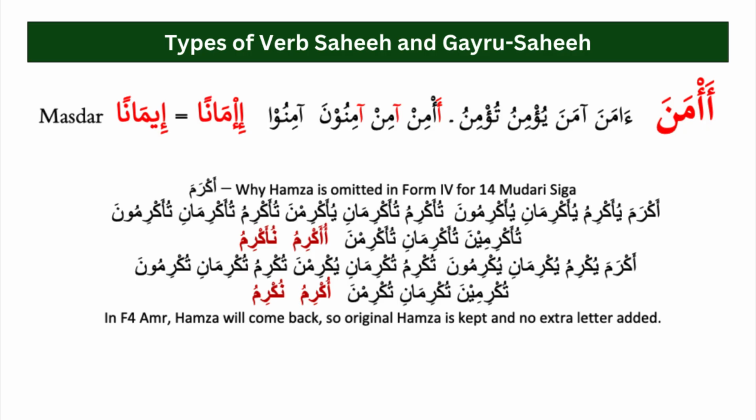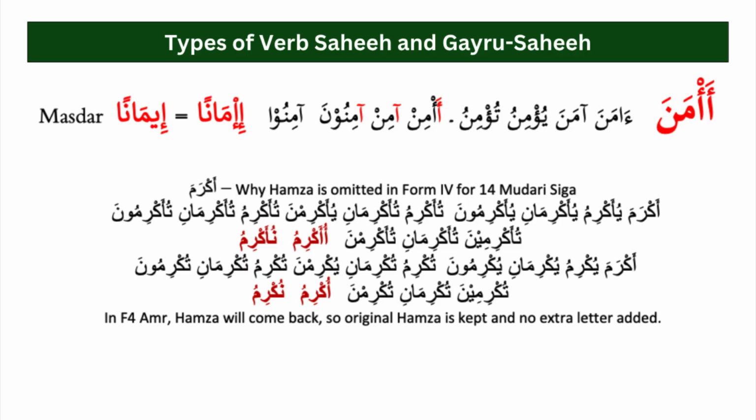Let's remind ourselves with the earlier line of conjugation with amana. Amana, yuminu, tuminu, amin, aminuna, aminu. Then imanan. And reapply this with the verb akrama. The verb begins with Hamza in the past. Across the wider 14 Mudari forms, one might expect forms like akrama, yu'akrimu, yu'akrimani, yu'akrimuna, tu'akrimu, tu'akrimani, and so on, u'akrimu, nu'akrimu.